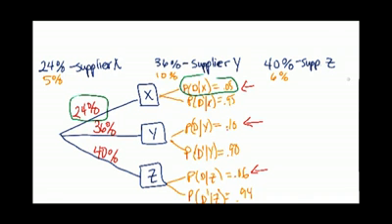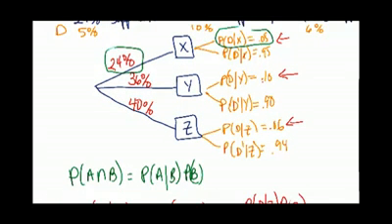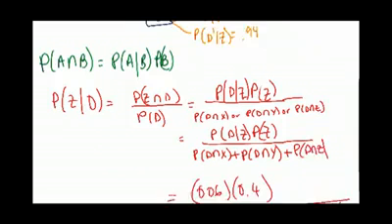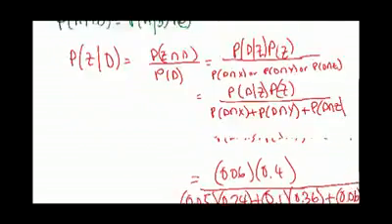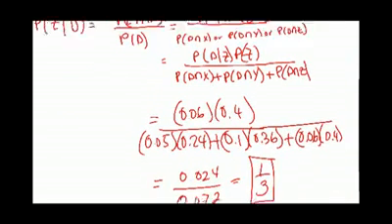Set up your factor tree. Remember, the last column is just a conditional, so if you want the intersection of whatever two events, you're going to have to multiply the condition times the conditional. And then set up your conditional probability formula, plug and chug, and you should get your answer.